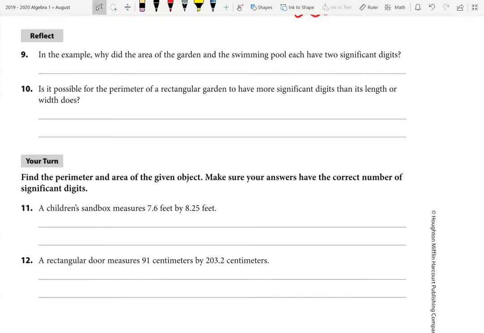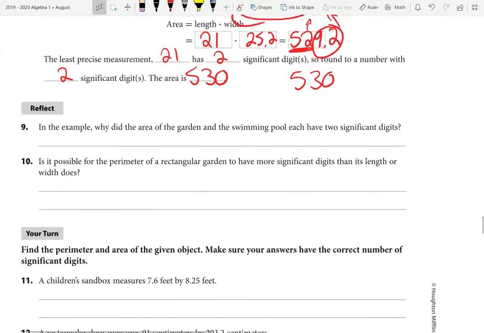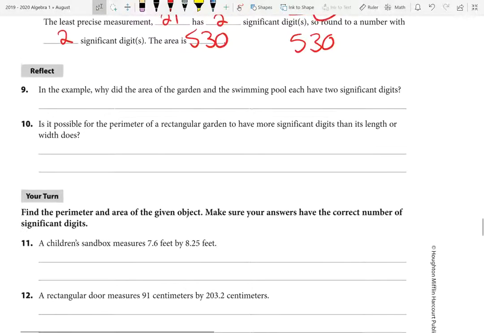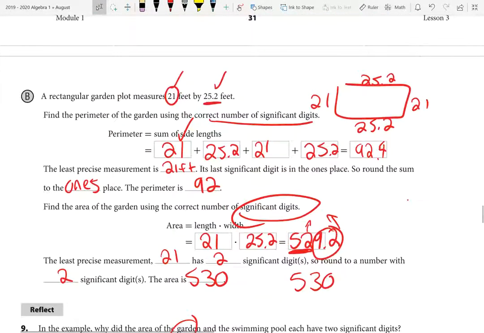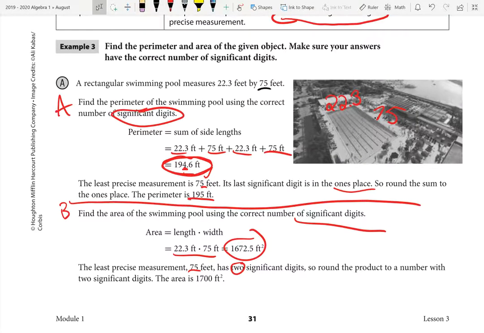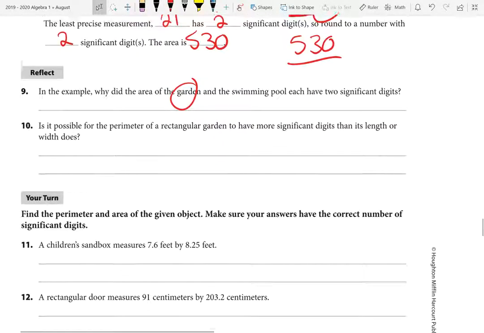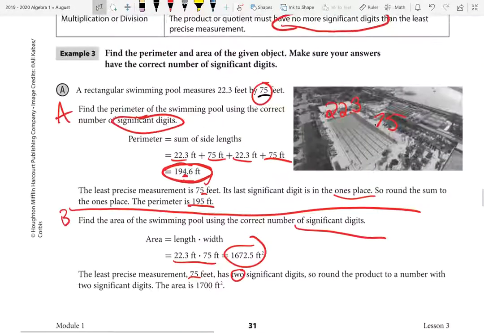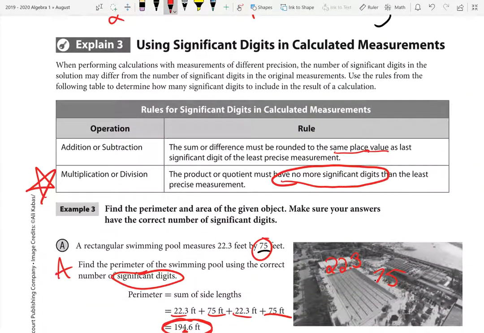Number 9, in the example, why did the area of the garden and the swimming pool each have 2 significant digits? The answer is because the least precise number in both those examples only had 2 significant digits. The garden's least precise number was 21, and 21 has two significant digits, which is why we rounded our final answer to 2 significant digits. The same is true with the swimming pool. The swimming pool's least precise number, 75, has 2 significant digits, so our area also had 2 significant digits. So it's all based on the multiplication or division rule.